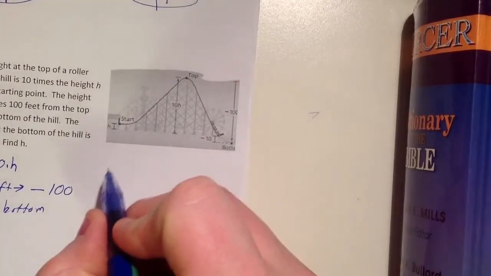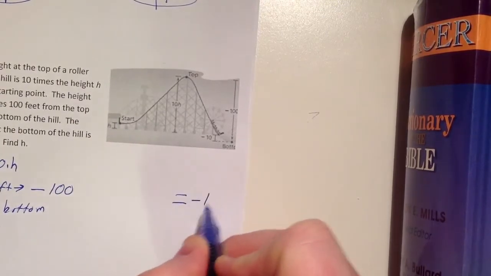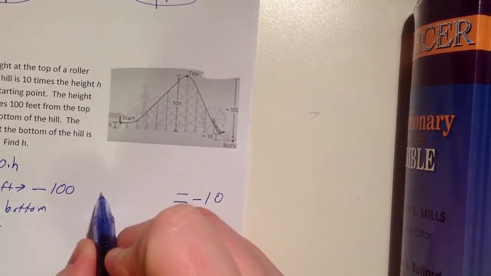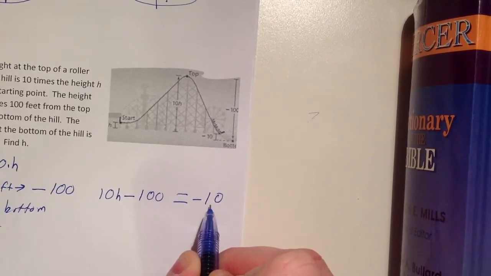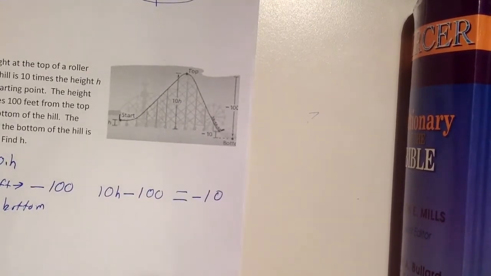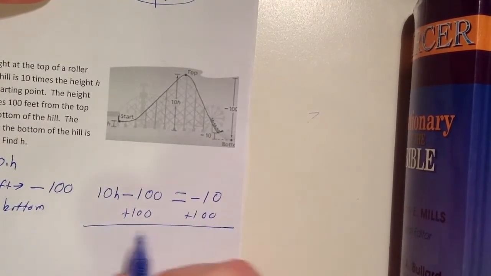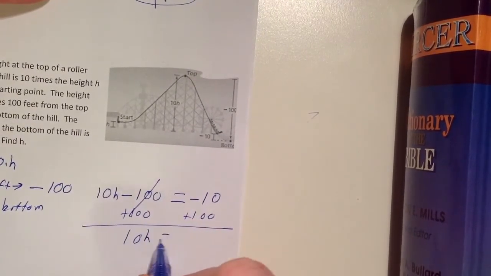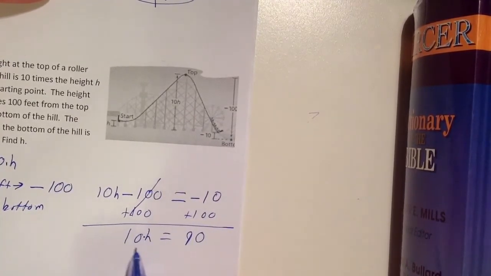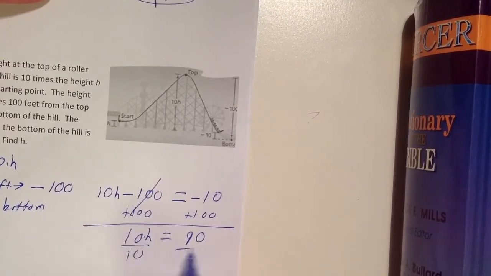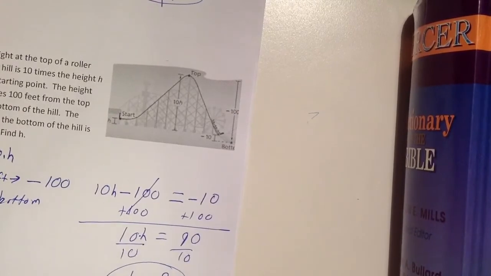The height of the bottom is negative 10 feet, so that's equal to negative 10. We know the top is going to be 10h, and we subtract 100 to get there. And so there's my equation. Now I can solve it. Plus 100, plus 100. This cancels out. 10h equals 90. 10 times h means times, so I divide both sides by 10, and h equals 9. And that's my answer.